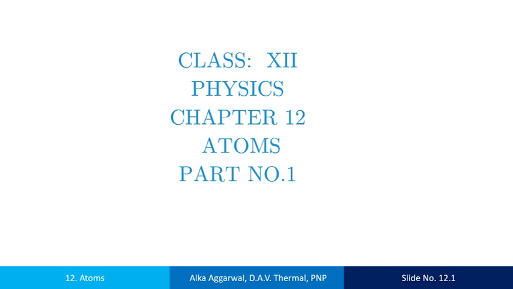Hello. In this chapter, we will study the different models of the atom proposed by the scientists, and about the alpha particle scattering experiment, distance of the closest approach, Bohr model energy levels, and the hydrogen spectrum.